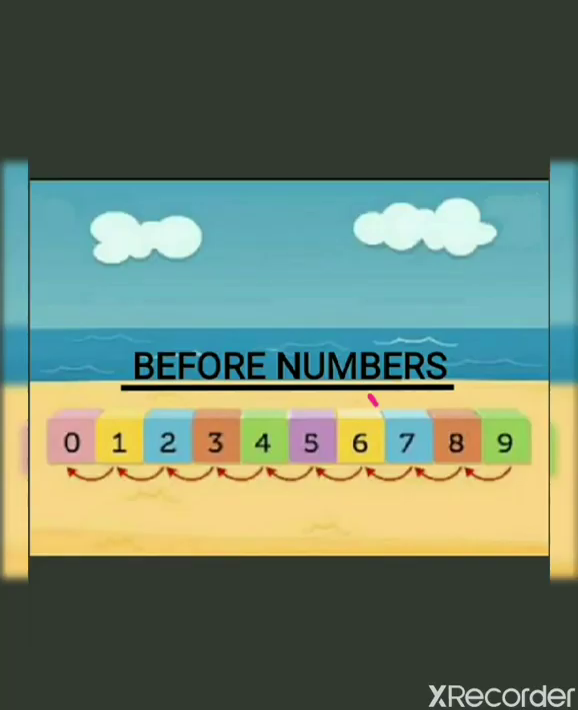Before numbers. The number that comes one less or one smaller than the given number. Children, you can see all the numbers and arrows are moving backward, that is from 8 to 0. It means that these numbers are smaller than number 9. We can say that all these numbers come before number 9. Example, what comes before number 9? Yes, before number 9 is number 8.